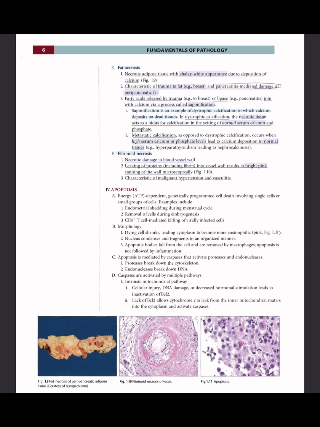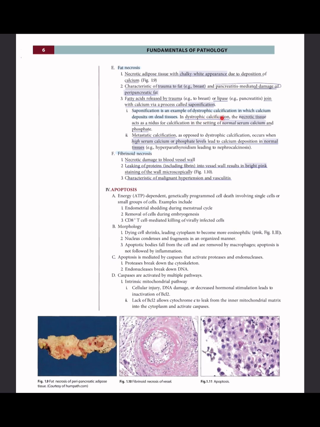Fatty acids released by trauma, for example to the breast, or by lipase, for example in pancreatitis, join with calcium via a process called saponification. Saponification is an example of dystrophic calcification, in which calcium deposits on dead tissue.